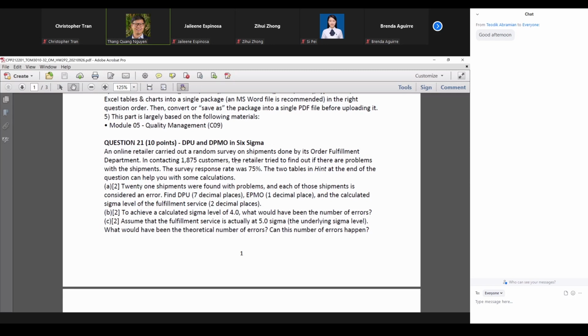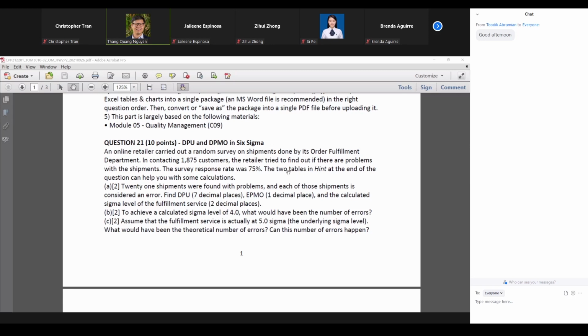And to measure our service quality, we have to contact the customer to find out if it is good or not, right? So again, we contacted 1,875 customers, and then the survey response rate was 75%. Because here we talk about customers, right? Not all of them will have the chance to answer our survey. So only three-quarters of them would answer our survey.